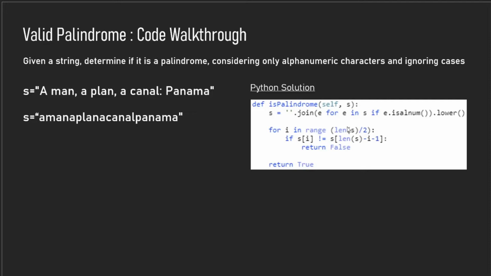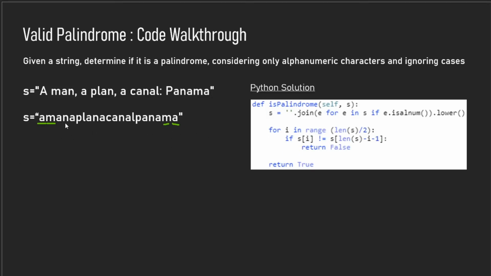So here we have for i in range, length of s divided by 2. We divide by 2 because we only need to loop through half of it. Then we check if the current element, this first element here, is equal to the last element, which is s[length of s minus i minus 1]. In the case that it's not equal, you return false. If it is, you move on to the next one. So that's this element here and this element here, and they are equal.